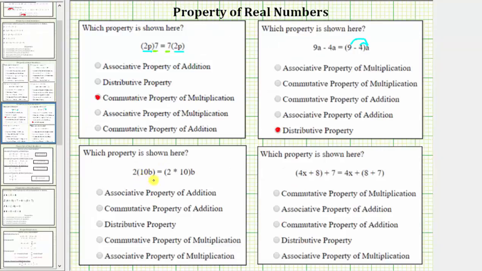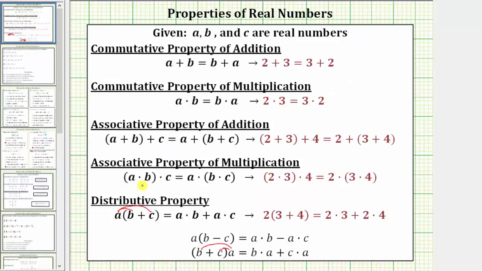Next we have 2 times the quantity 10b equals the quantity 2 times 10 times b. Notice on both sides of the equation we have a product, but the grouping of the factors has changed. Notice on the left we have grouping symbols or parentheses around 10 times b or 10b. On the right we have grouping symbols or parentheses around the 2 times 10. Because the grouping of the product has changed, this is an example of the associative property of multiplication. This is normally expressed as the quantity a times b times c equals a times the quantity b times c.